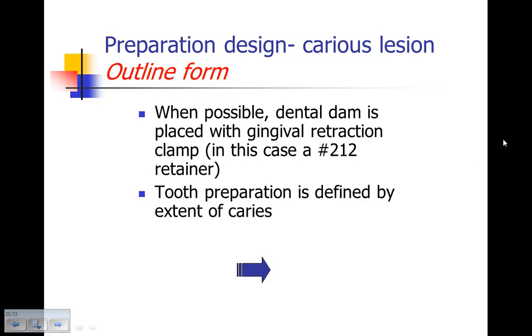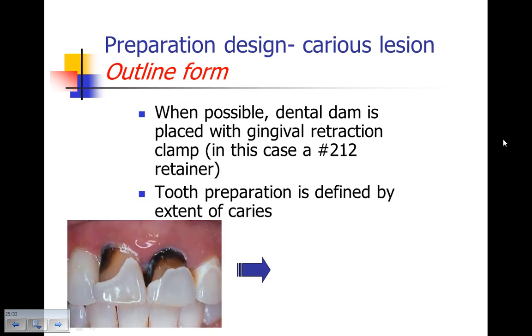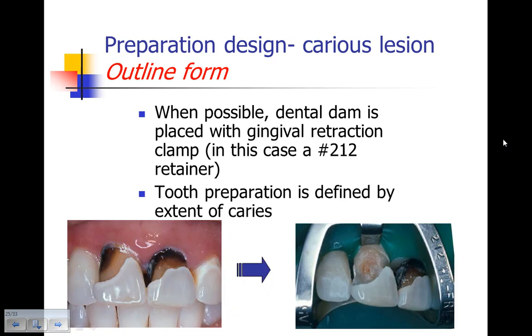Our outline form for a carious lesion, whenever possible we place the dam, and the preparation is defined by the extent of the caries. Take a look at the caries here and how the outline form's been defined. With the 212 clamp, I'm able to get the isolation to move the soft tissue, the gingival tissues, away from the root surface and get my best isolation. If I couldn't get a dam on, I would be placing gingival retraction cord.